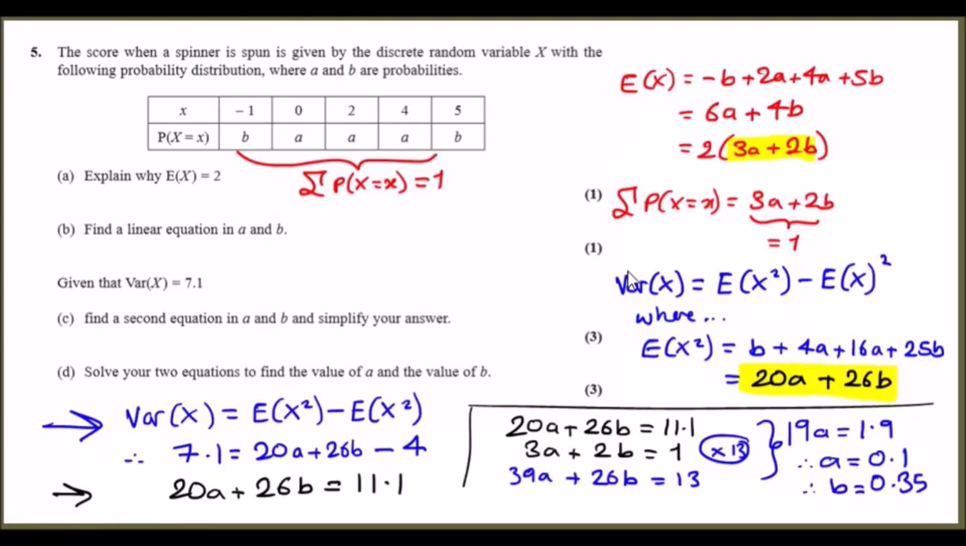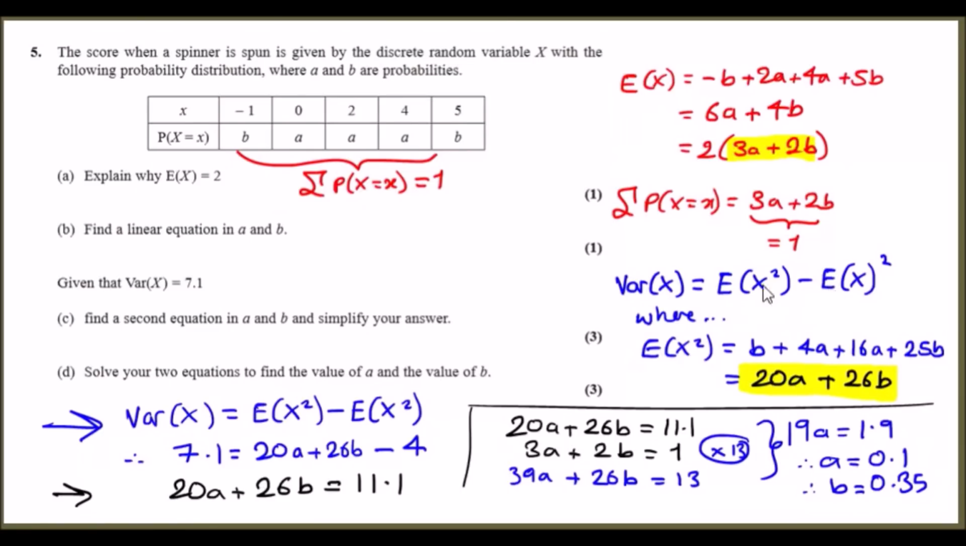Okay, so let's do this. Let's find out what EX squared is first, so that we can go ahead and solve this. EX squared literally means square each of these variables and then times against the probability. So let's have a look. Minus 1 squared is plus 1, so 1 times B is B. 0 squared is 0, so that's nothing. 2 squared is 4, so 4A. 4 squared is 16, 16A, and so on, 25B. And then collect like terms here, and you should get 20A plus 26B. So that's the value of EX squared.